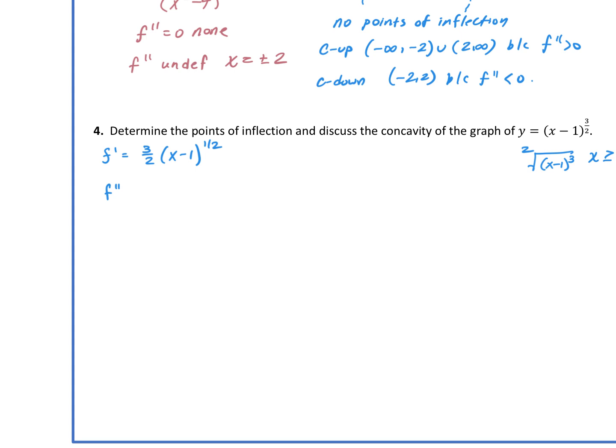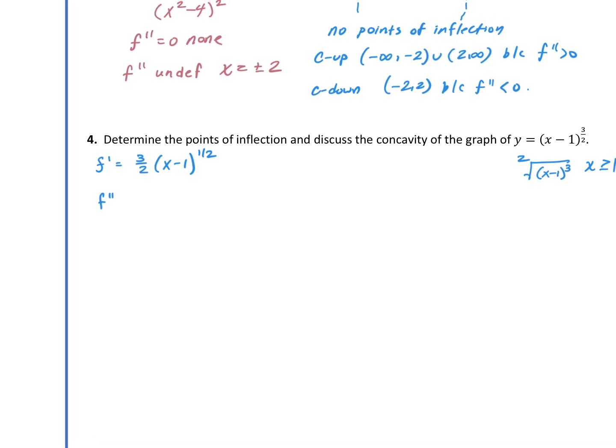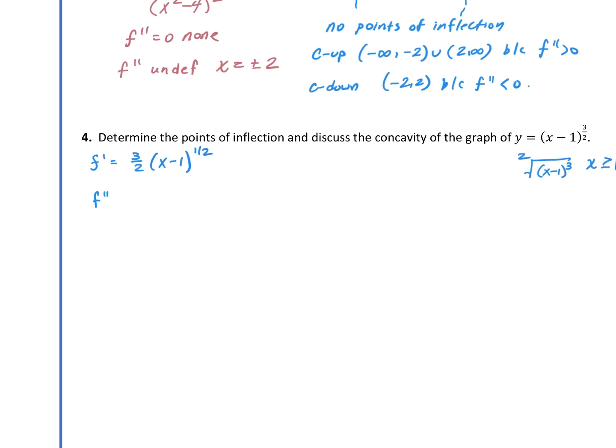And then you're going to do 1/2 times 3/2. So we're going to get 3/4 x minus 1 to the negative 1/2, and then times the derivative of the inside. So we're going to get 3 and then x minus 1 here. Okay? So the top not equal to 0, don't need to worry about that. Bottom equal to 0 is x minus 1 equal to 0, so x equals 1.